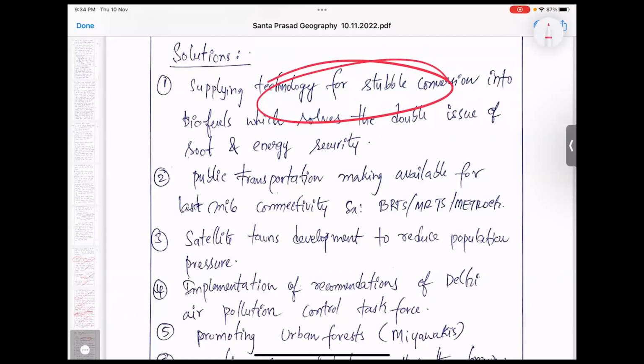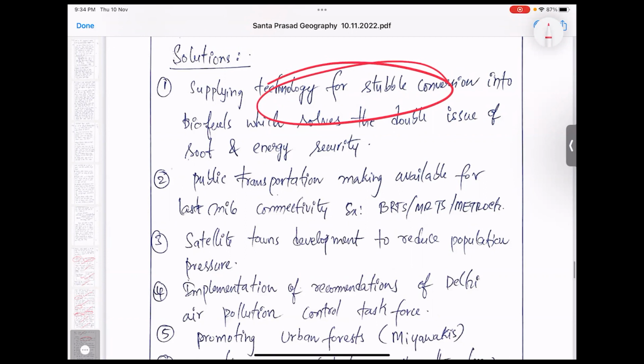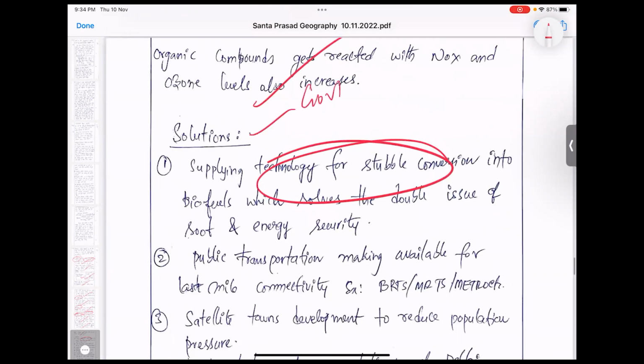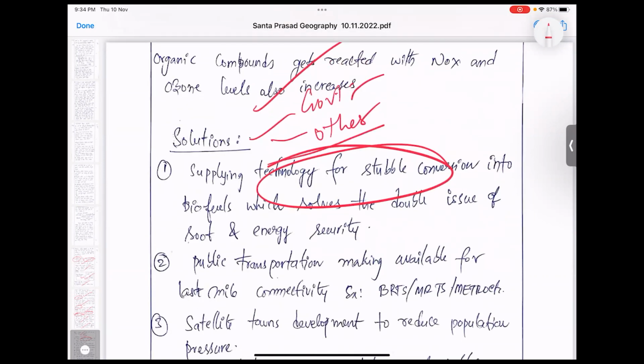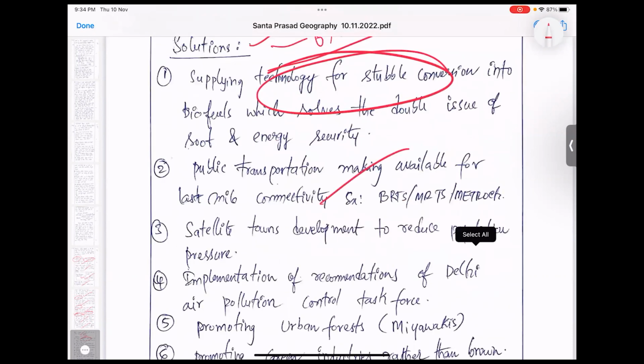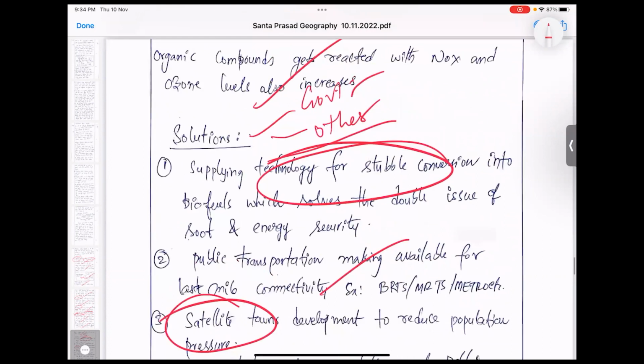So solutions, you see, don't project government solutions or your solutions. So in solutions, try to give two dimensions, government and other. Already whatever government is doing, highlight them. And what you want apart from them, highlight them separately. Now the satellite towns you can write in others. The supplying of technology for stubble burning already government is doing.